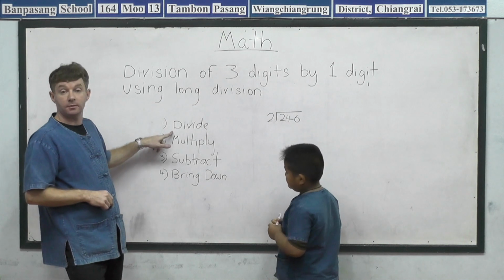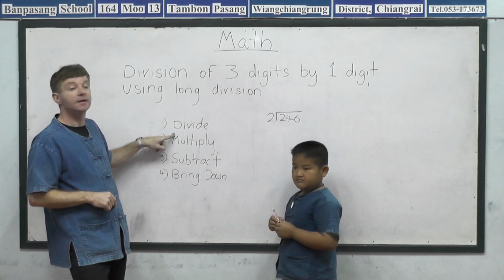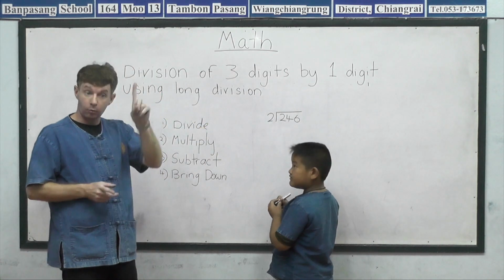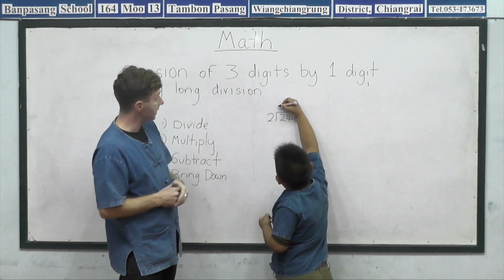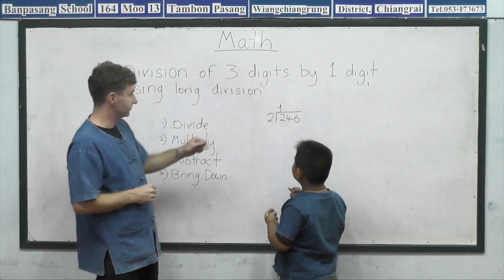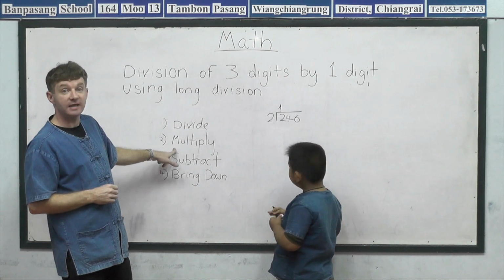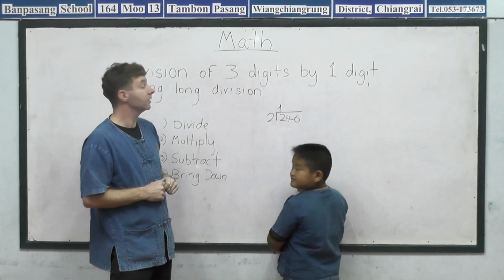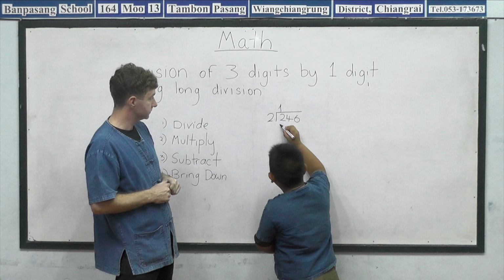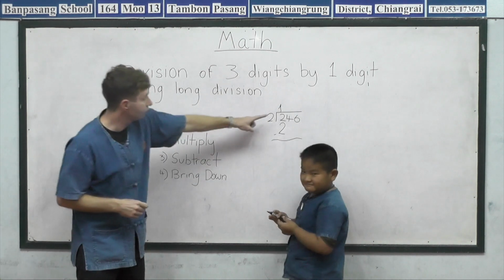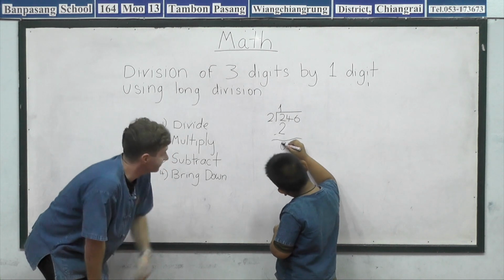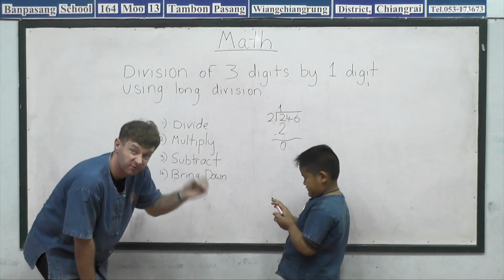So, step number 1. What do we need to do, guys? Divide. So, 2 divided by 2 equals 1. So, we'll write 1 at the top. Excellent. Next for step number 2, multiply. 2 times 1 equals 2. Excellent, Net. And next, 3, subtract. 2 minus 2 equals 0. Excellent. Very good. So we know we've got to 0 already.